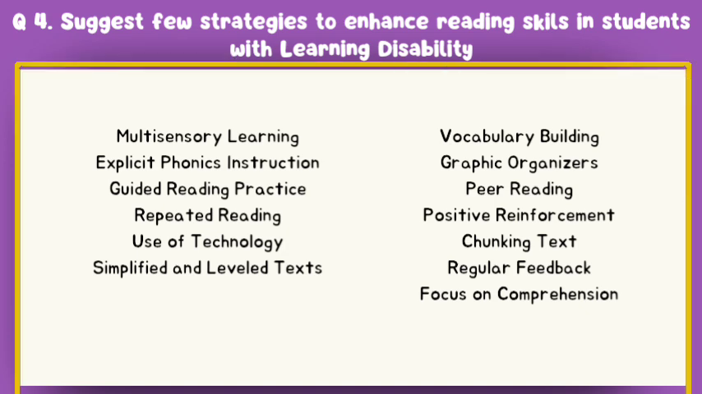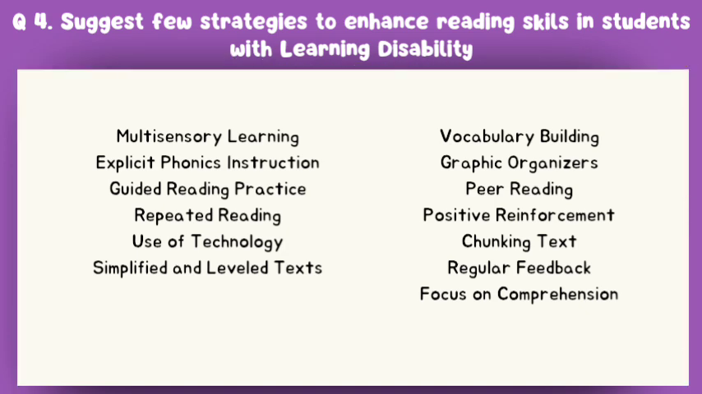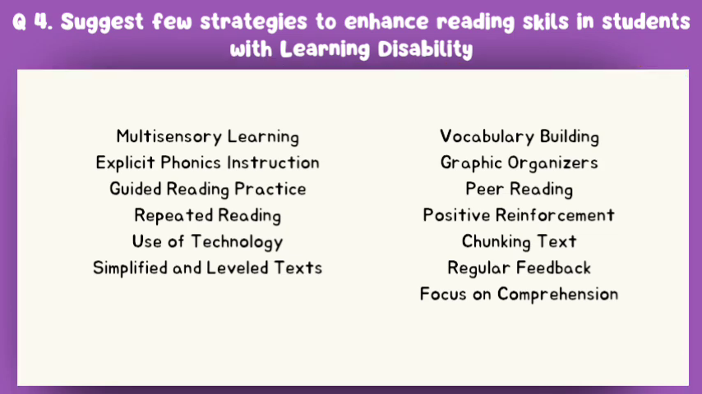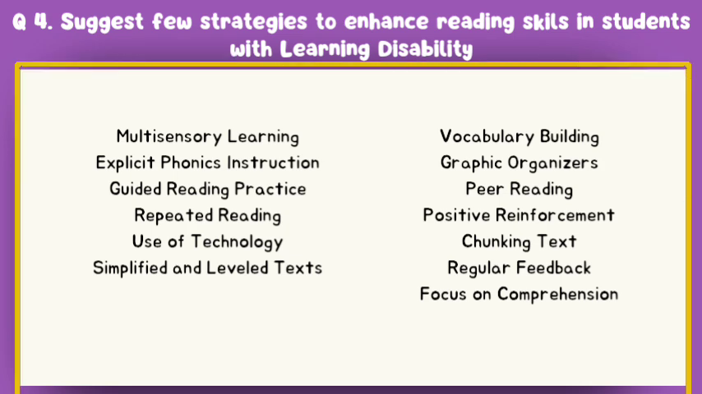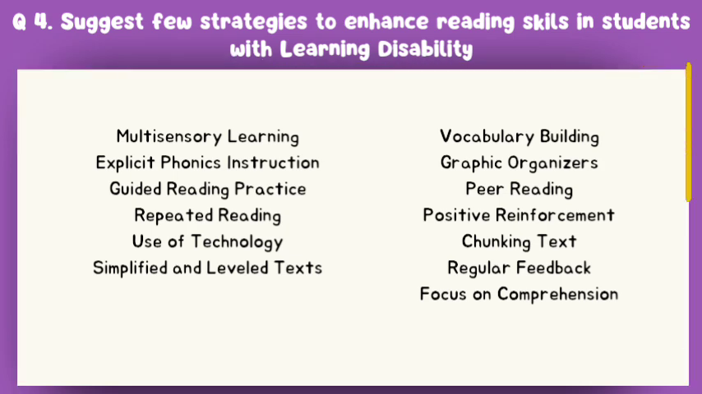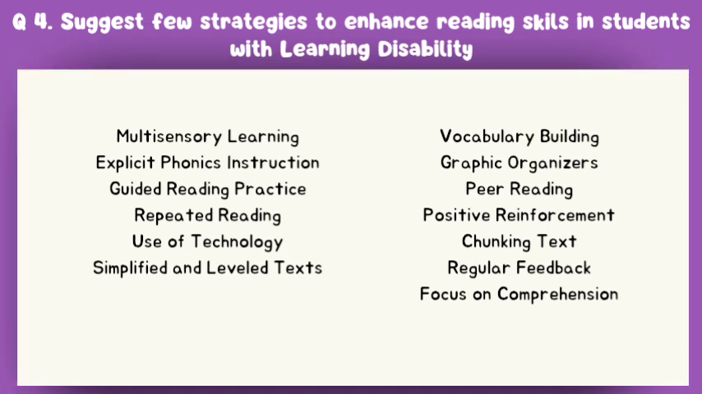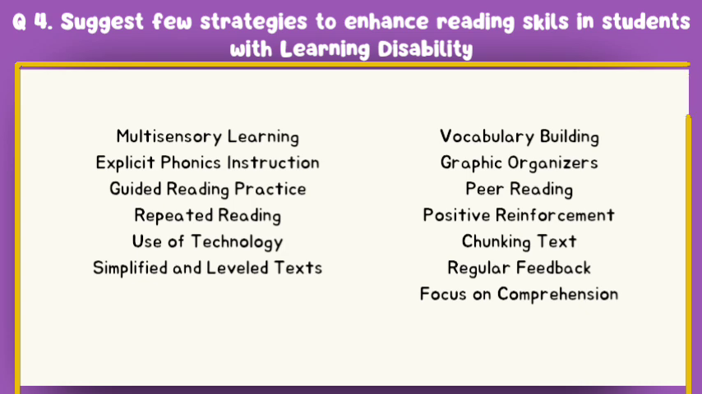So, simplified text. Next is vocabulary building. We can also use the strategy to teach new words in context and use visuals or real-life examples to enhance understanding. The next is graphic organizers. That means using tools like story maps or diagrams, etc., to help students to visualize and organize the reading material. The next is pair reading.